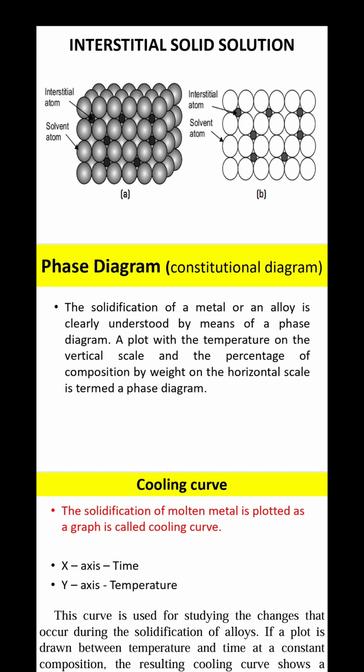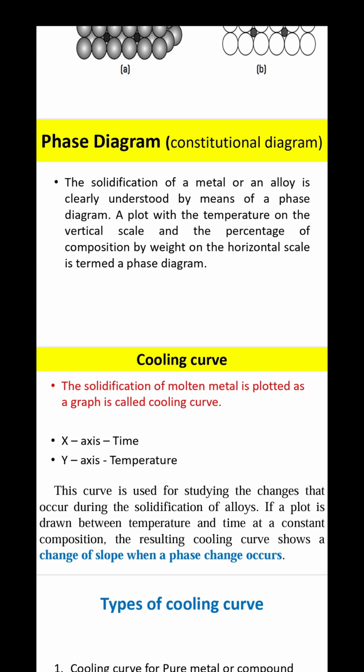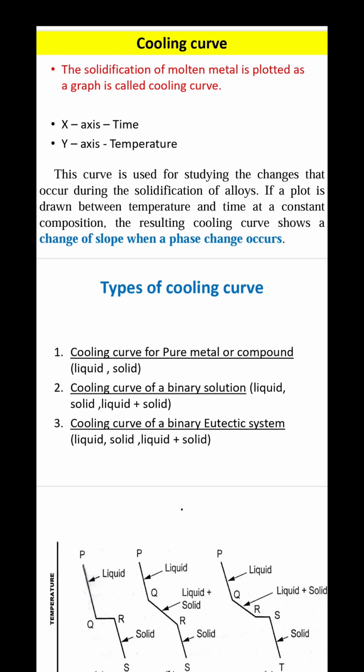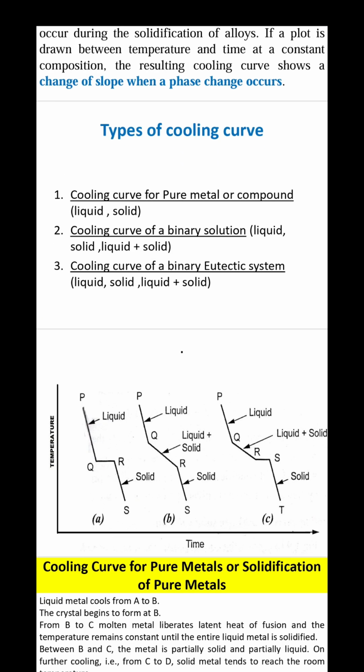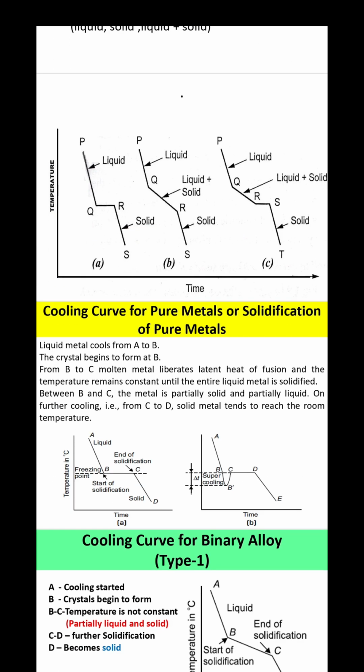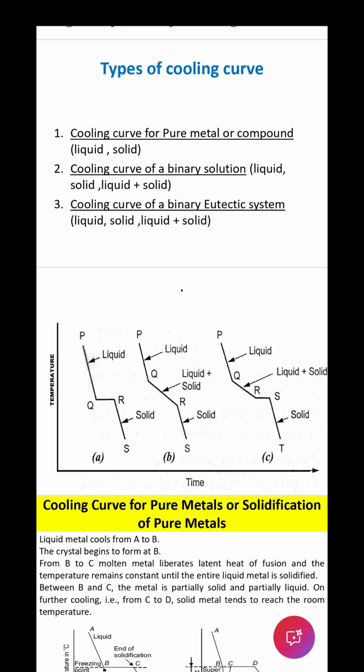So next we are going for phase diagram. So mainly for phase diagram, we need to know the cooling curve. The solidification of molten metal is plotted in a graphical form. In the x-axis the time is marked and in the y-axis the temperature is marked. So here are the types of cooling curve. So broadly classified into three categories. The first curve is cooling curve for pure metal.